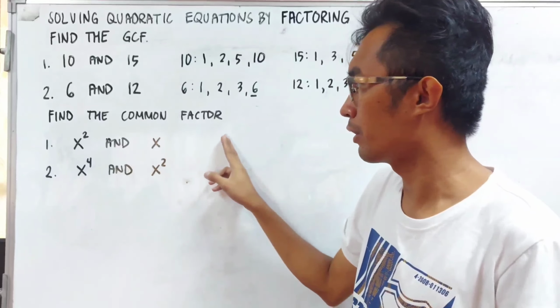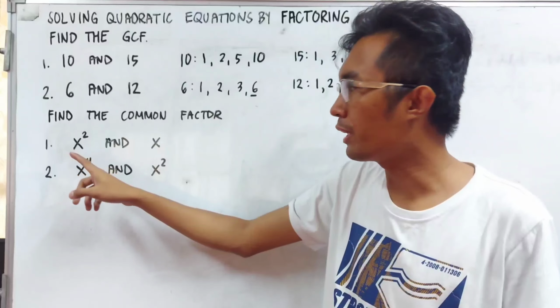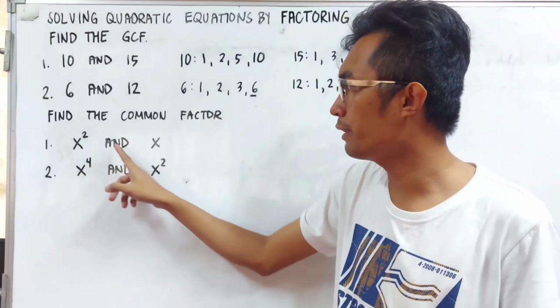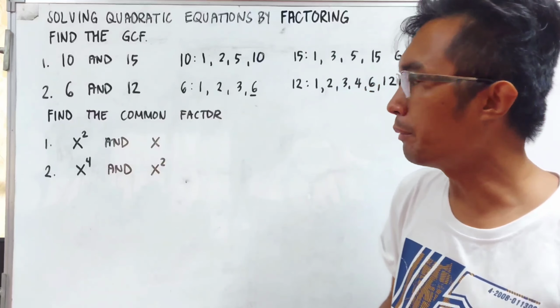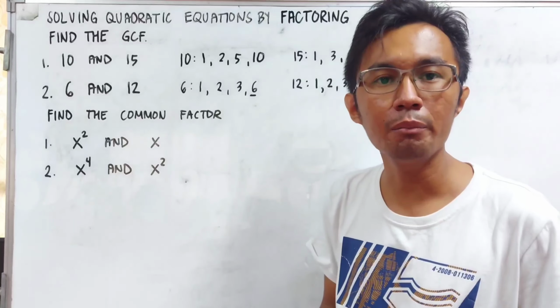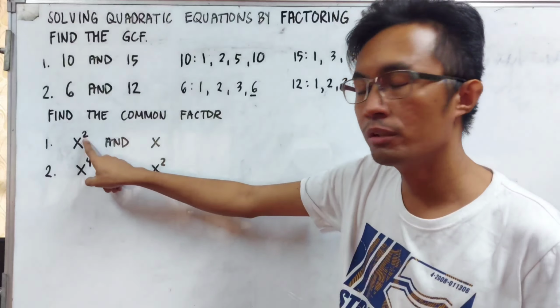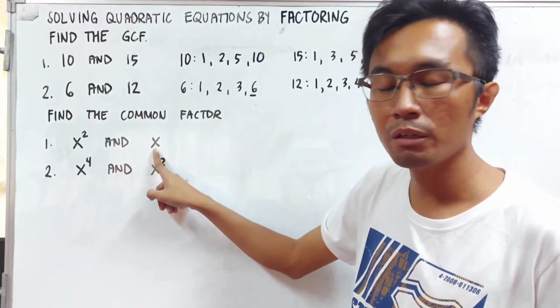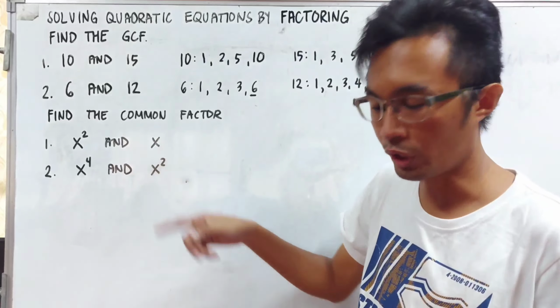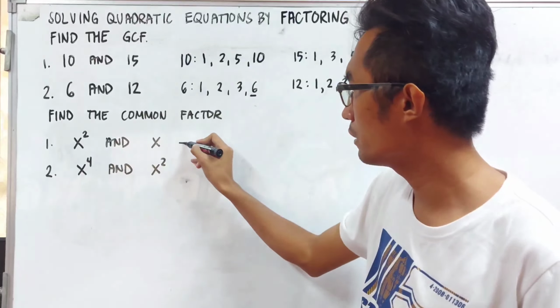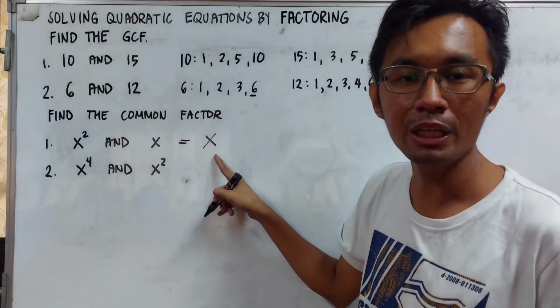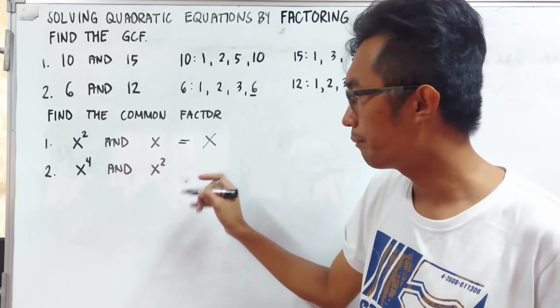Find the common factor. So, for number 1, we have x squared and x. Paano nga ba kunin yung common factor kapag variables na yung pinag-uusapan, yung merong exponent? Para makuha yung common factor, ito lang yung tatandaan ninyo. Alamin nyo kung ano yung pinakamababang exponent. From x squared, we have the exponent of 2. For x, we have the exponent of 1. So, therefore, the common factor is x. Again, ito yung pinakamababang exponent sa dalawa.